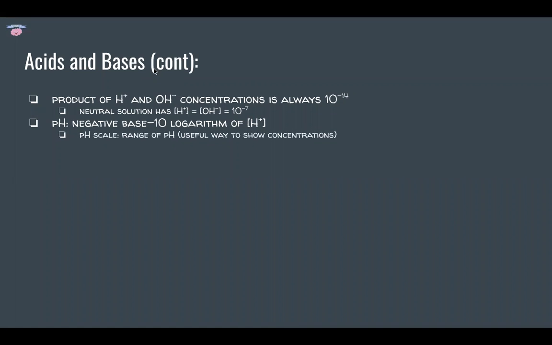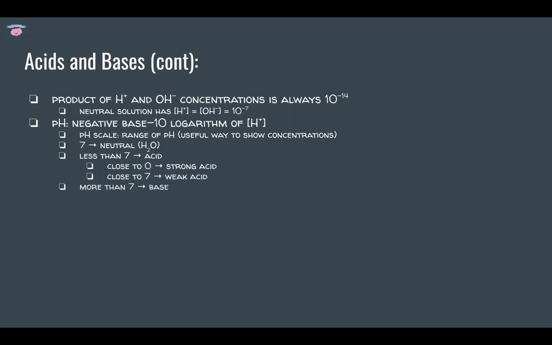So the pH scale is the range of pH, and it's a useful way to show concentrations because the number would depend on whether it's an acid or a base. So 7 is neutral, like we said. 10 to the power of negative 7 means it has a pH of 7. Neutral is also called water. But if it's less than 7, it's an acid. A strong acid is closer to 0, while a weak acid is closer to 7. A base has a pH more than 7. Strong base closer to 14, weak base closer to 7.